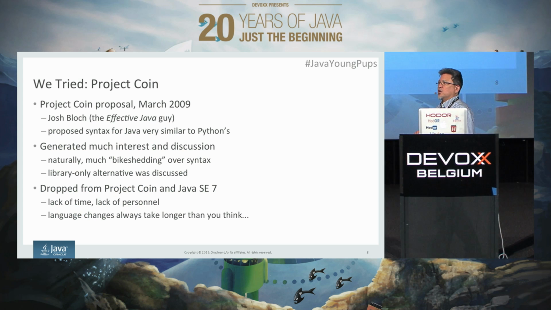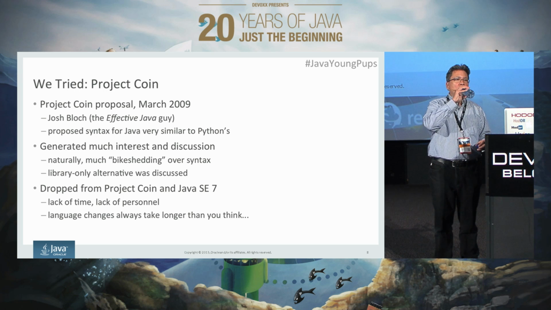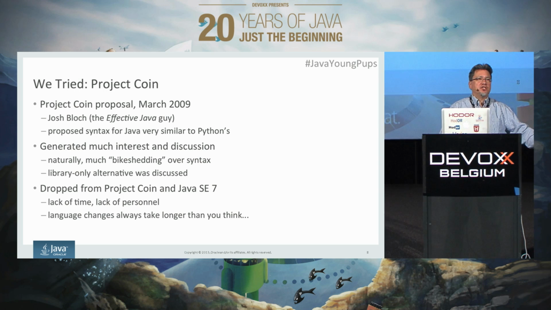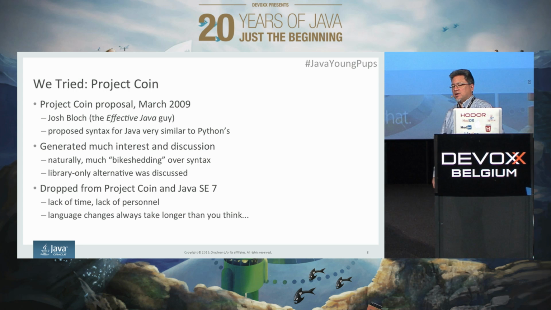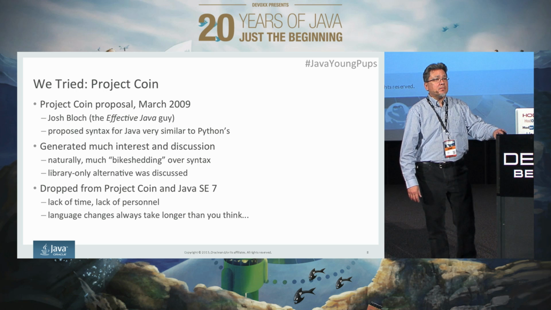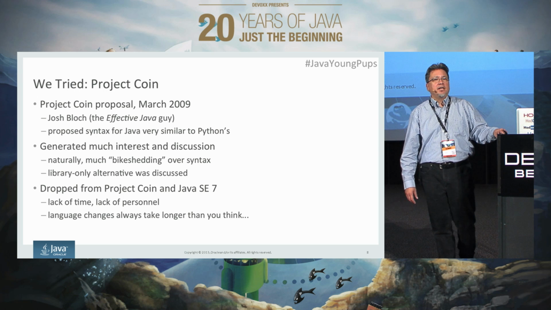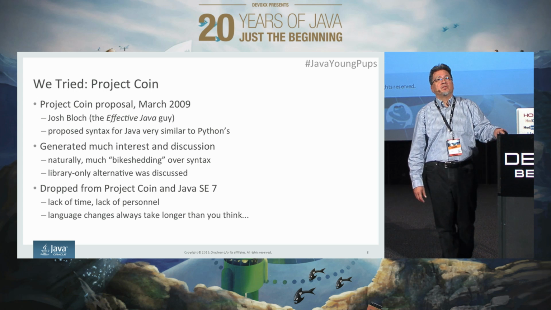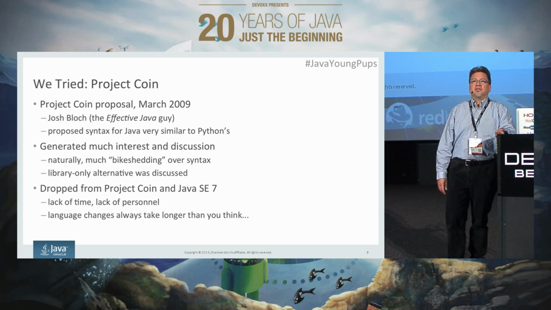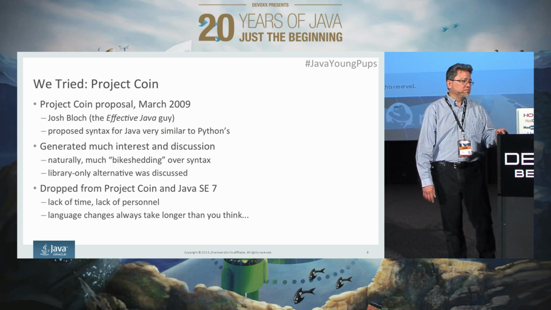And so if you remember, Project Coin was something that went on a number of years ago during the development of Java 7. So the idea of Project Coin was that it was a set of proposals for small changes to the Java programming language. And so one of the proposals that was floated at the time, back in early 2009, was on collection literals, and that was proposed by Josh Block. He's the author of Effective Java, and he's also the author of the collections framework, which was introduced back in 1.2. So Josh seems like kind of the guy to introduce collection literals into the language. And so that proposal was floated again in 2009 during Project Coin.